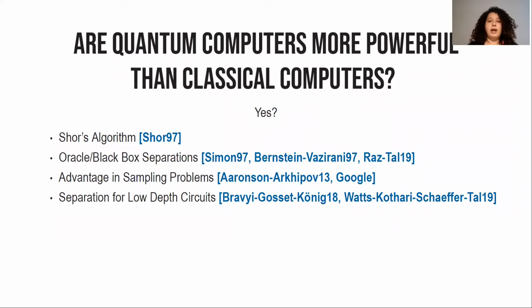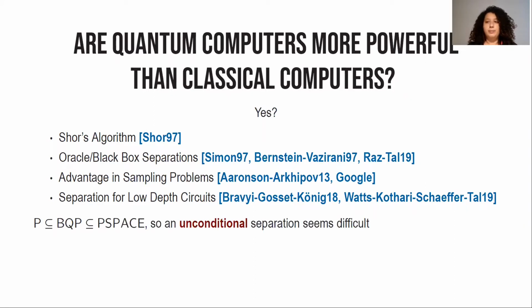But we also know that P is a subset of BQP, which is contained in PSPACE. So because we do not know how to separate P from PSPACE, we do not believe that unconditional separation is feasible in the near future, and it seems quite difficult to prove. So what can we do in the meantime?